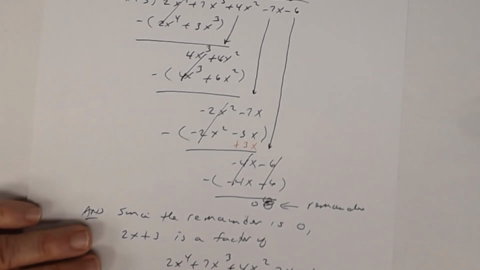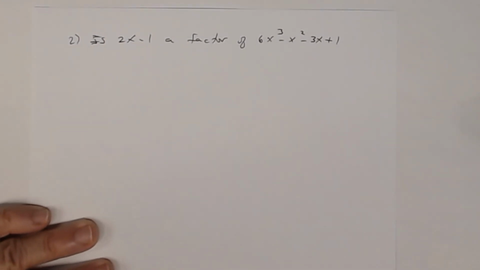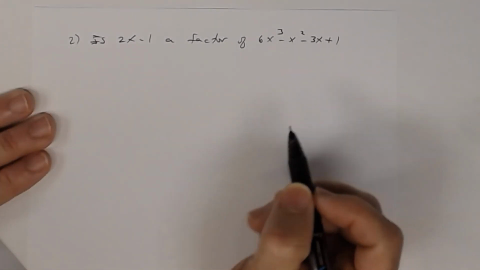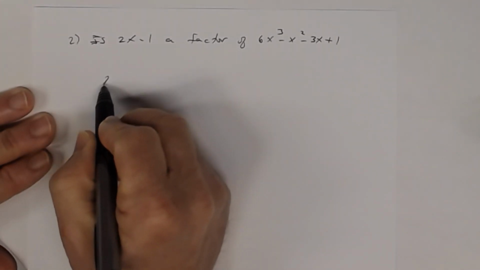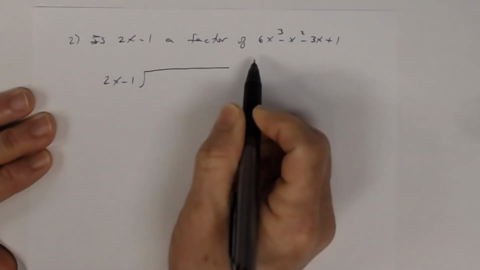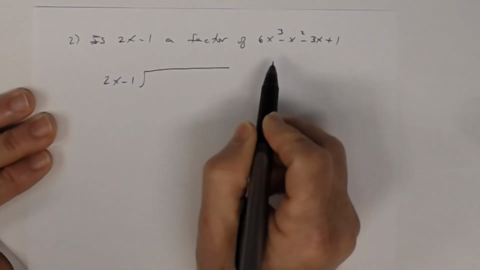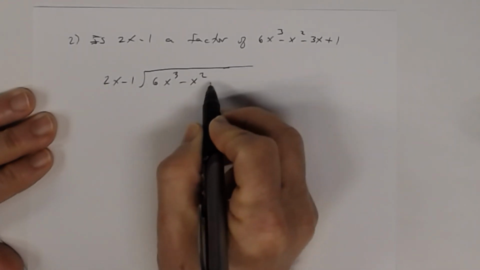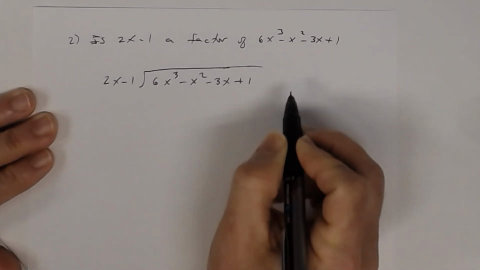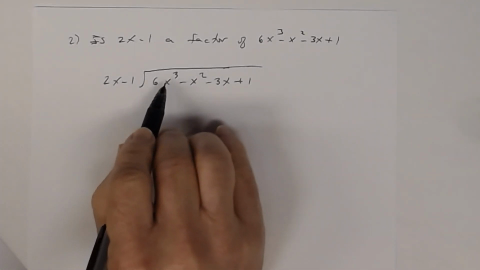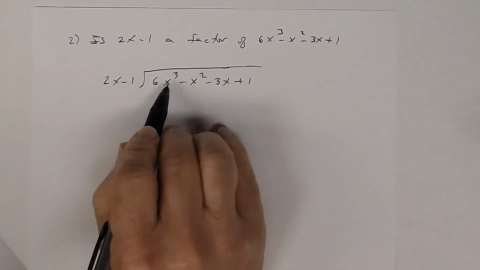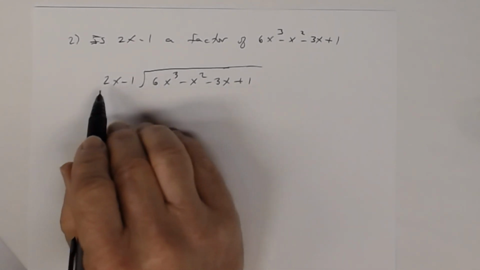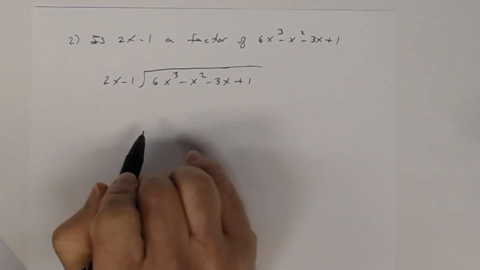Okay, now let's look at number two. So is 2x minus 1 a factor of this polynomial? All right, so long division. So 2x minus 1 divided into, now I don't have any missing terms. It's already in descending order. So 6x cubed minus x squared minus 3x plus 1. Now, 6x cubed divided by 2x. First divided by first. 6x cubed divided by 2x is 3x squared.